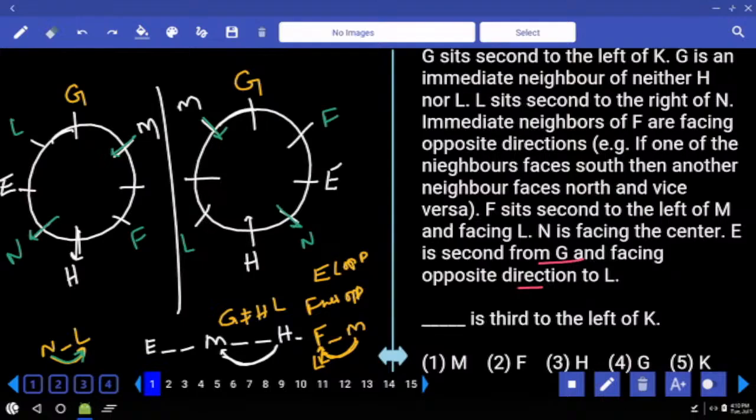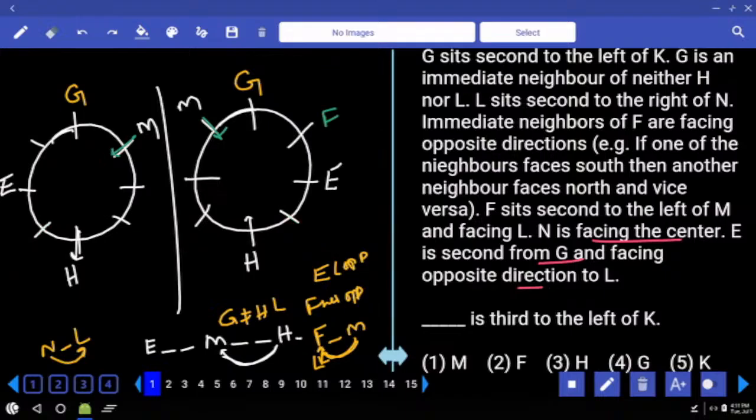L is seated second to the right of N, but here it is clearly given that N is facing the center. Clear? N cannot be away from the center. So what is the assumption we have taken? F at this place is ruled out. Then what is the other possibility we have? M facing the center is ruled out.